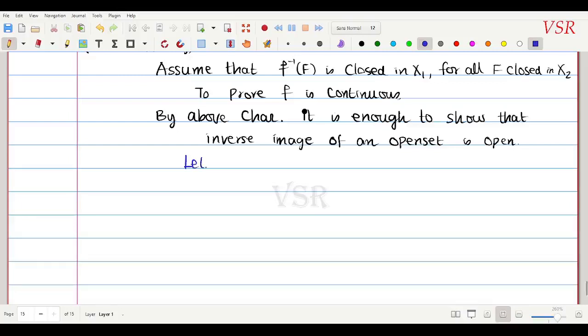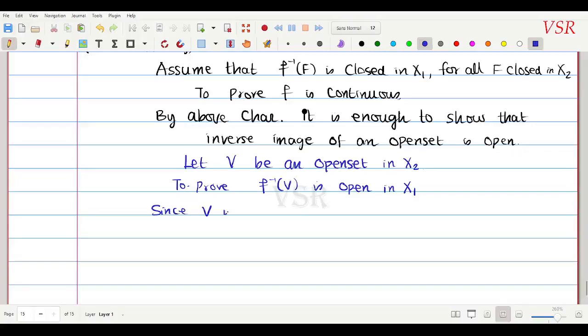சரி, அப்போ அதை சொல்றதுக்கு என்ன சொல்ல போறேன் அப்படின்னா, I'll take, let capital V be an open set in X2. Okay, என்ன proof பண்ண போறேன்? To prove F inverse of capital V is open in capital X1 அப்படின்னு சொன்னா. Okay, சரி, since V is open in X2, open ஆக இருக்கிறதுனால what we will have, this V complement is closed in X2.